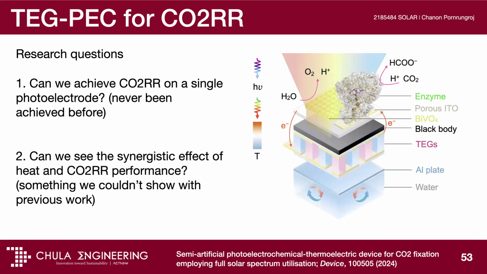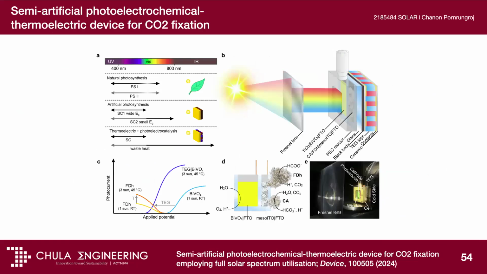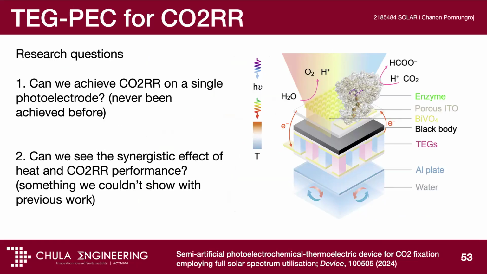Okay, and we also did the same thing, but this time it's carbon dioxide reduction. Instead of using platinum to make hydrogen, we use an enzyme. I mentioned living things are very good at converting carbon dioxide to one product. So here we use formate dehydrogenase, which produces formate from carbon dioxide, right?